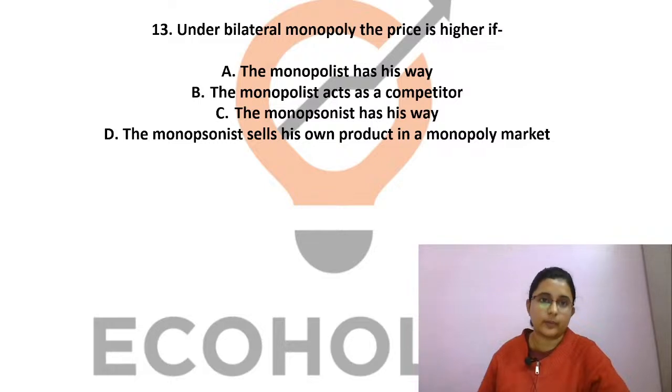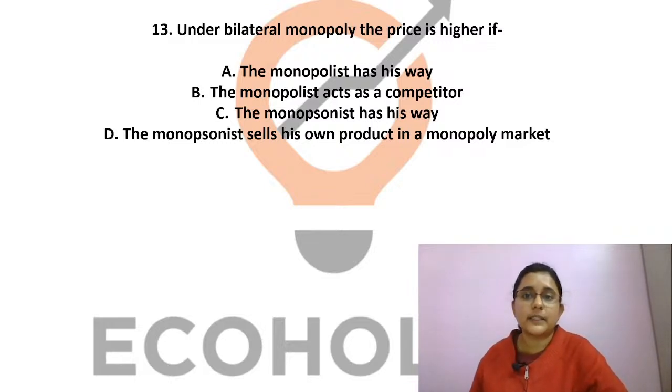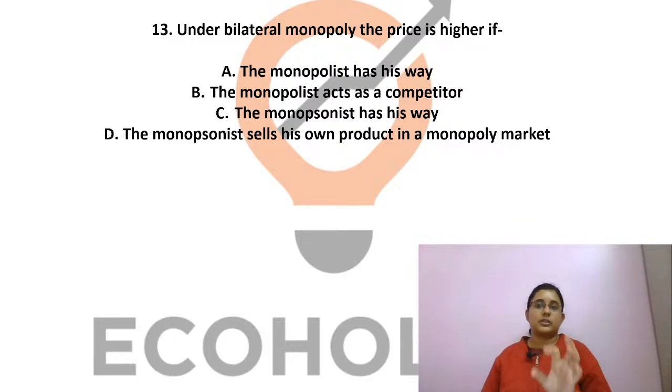Basu Ahuja, very good. Under bilateral monopoly, the price is higher if the monopolist has his way, if the monopolist acts as a competitor, if the monopsonist has his way, and if the monopsonist sells his own product in a monopoly market. In which condition will, under bilateral monopoly, the price be on a higher side?